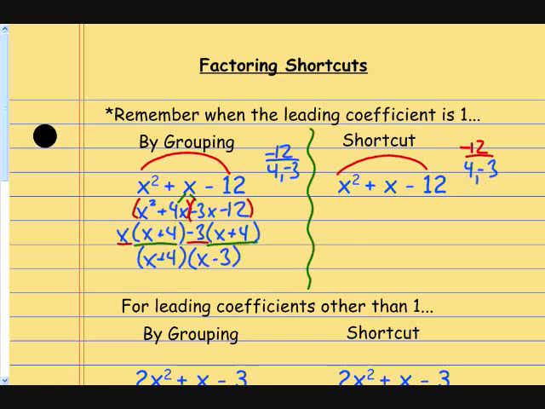So I can go right to the answer and say it's going to be an x plus 4 because it was a positive 4, and an x minus 3 because it was a negative 3. Okay, so that's our factoring shortcut when the coefficient is 1. It's pretty simple. We just use those two magic numbers from the bridge, and that gives us our two factors.